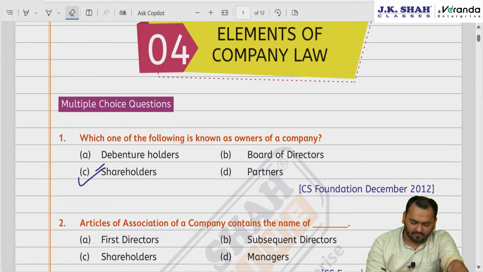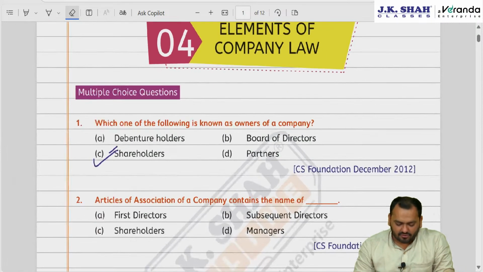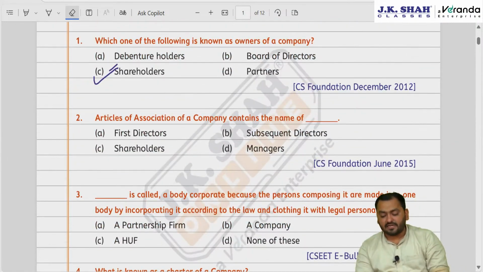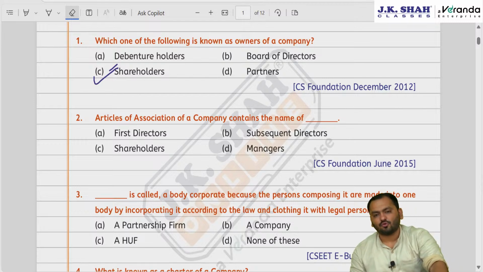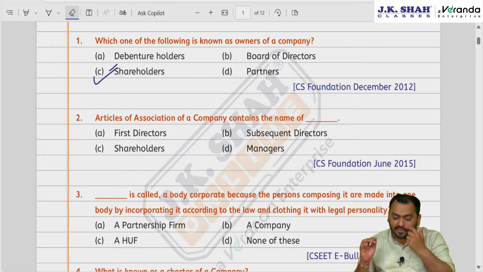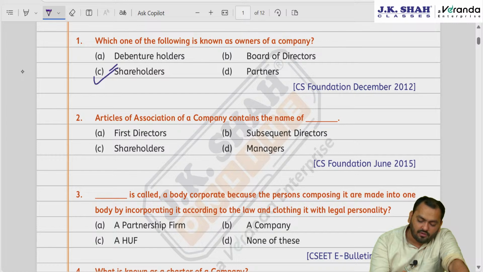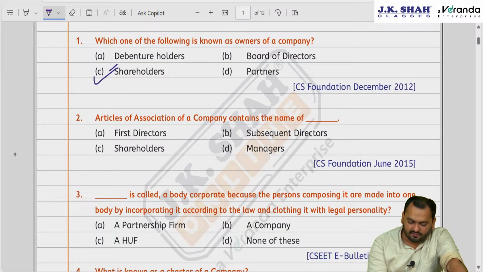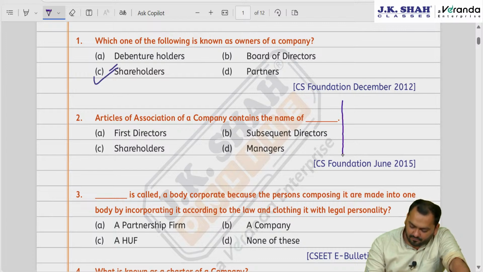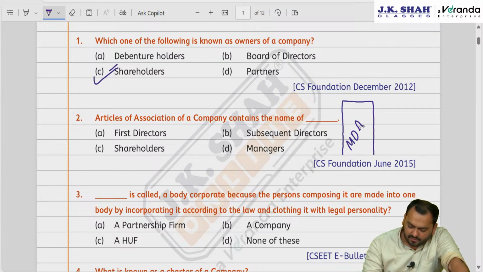Yes, come on, next question is talking about articles of association of company contains the name of dash. Firstly friends, what is this articles of association? You know friends, every company has its own constitution. Yes, what is called as the constitution of company? So answer is Memorandum of Association. Yes, you must have heard about this. MOA is the constitution of company, the constitution document of company, right?